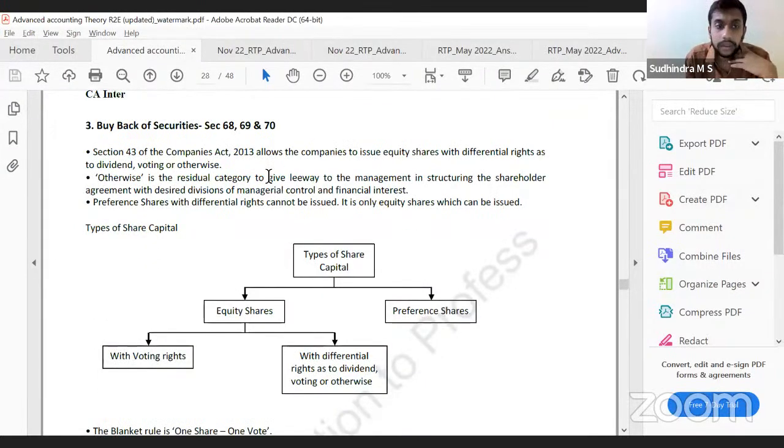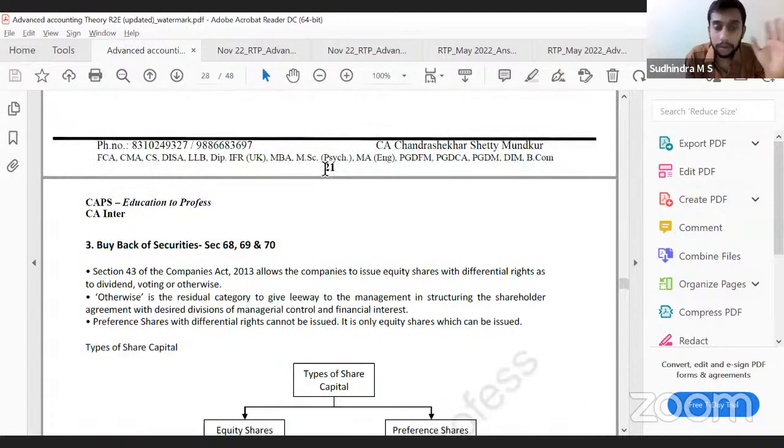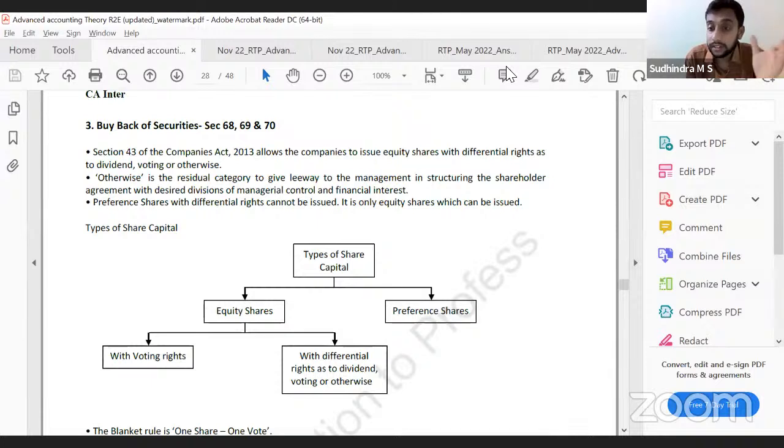Then, okay, next one, that is about buyback. Next is equity shares with differential rights. Same chapter, we had a separate unit called equity shares with differential rights. Now, when we talk about the different types of share capital, we have two types: equity share capital and preference share capital. Preference share capital does not have any further categories, full stop. Whereas equity share capital has two different categories: equity shares with normal voting rights and equity shares with differential voting rights. Right? The differential voting rights can be with regard to dividend, voting, or otherwise. Right? The differential right could be with regard to anything. There could be a separate distinction between that particular class of equity shares and other class of equity shares.